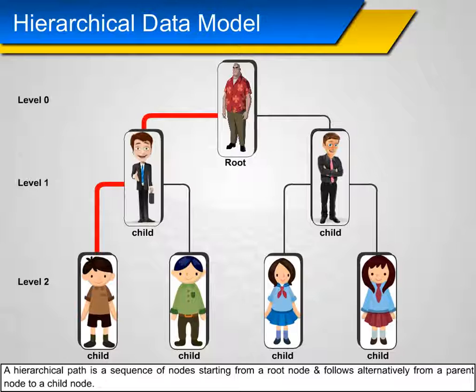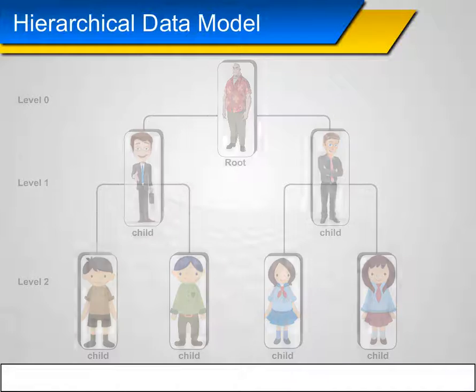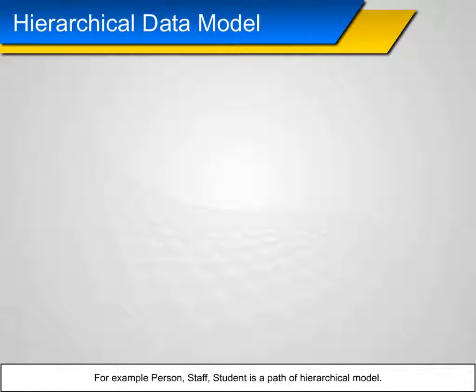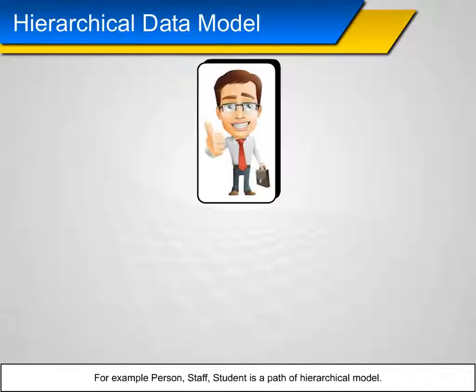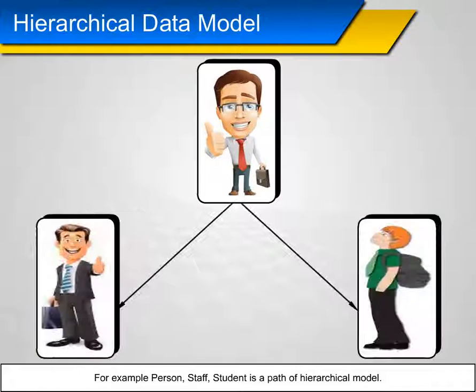A hierarchical path is a sequence of nodes starting from a root node and follows alternatively from a parent node to a child node. For example, person, staff, student is a part of hierarchical model.